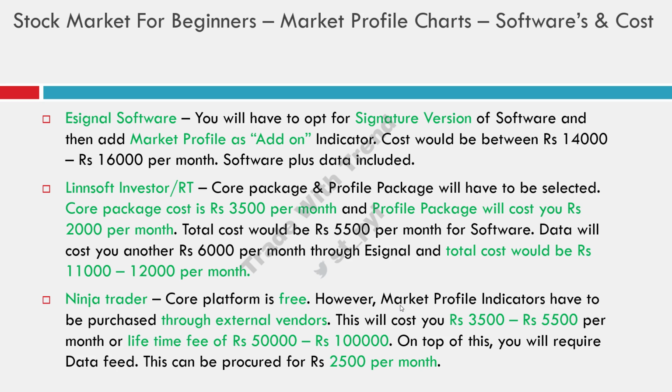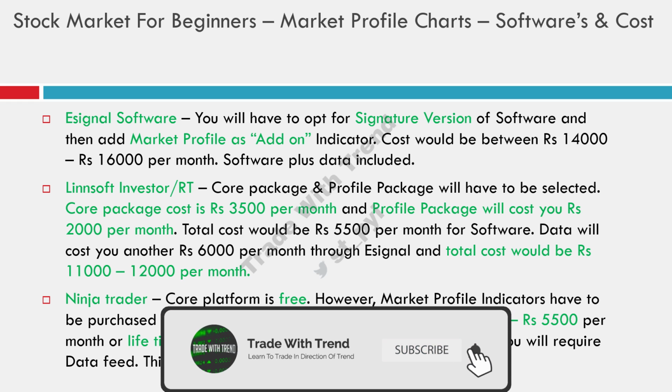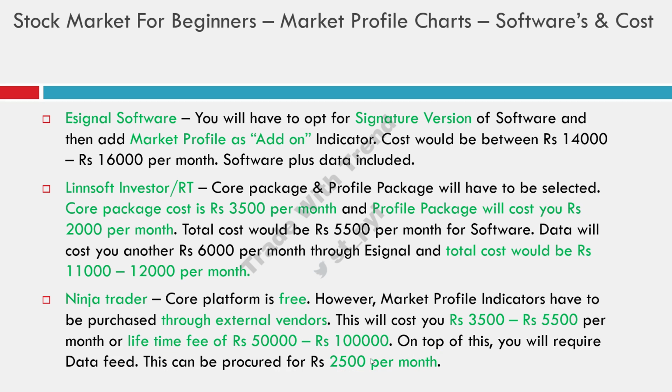Now, this is where a lot of traders get into trouble, because if you opt for a monthly subscription for these indicators in NinjaTrader, it will cost you somewhere around 3,500 to 5,500 rupees per month, and additional data cost would be around 2,500 to 3,000 per month. So at a cost of about 8,000 to 9,000 rupees with NinjaTrader, you can completely get ready for market profile charts.